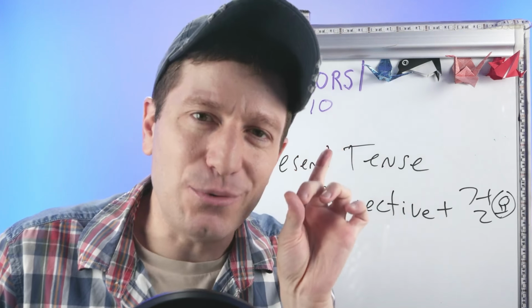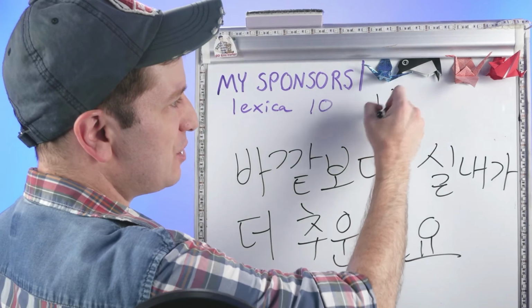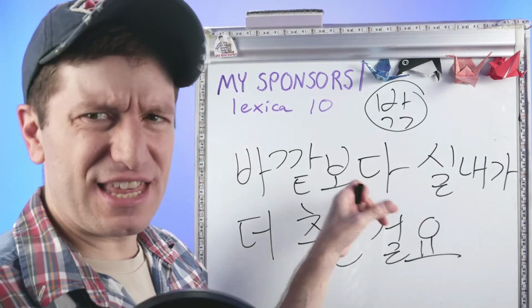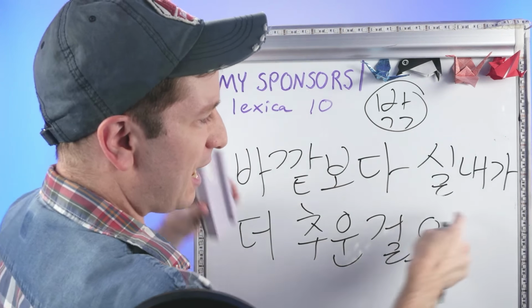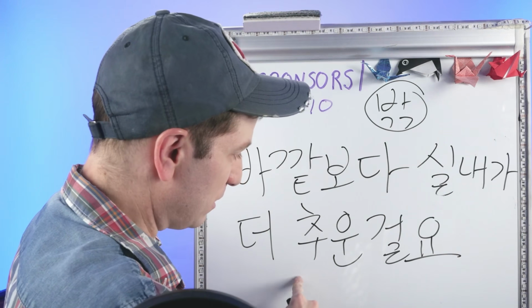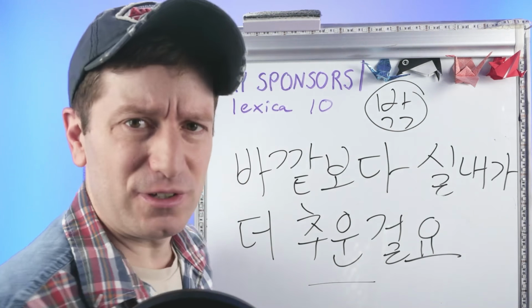But if you're saying it with the present tense, then what do you get? 바깥 means the outside. Basically, in this usage, it's the same as saying 바깥보다. So more than the outside, 실내. 실내 is indoors. 실내가 더, so the inside is more. What? 춥다. Cold. 추운걸요? 추운, not 추울, like before.